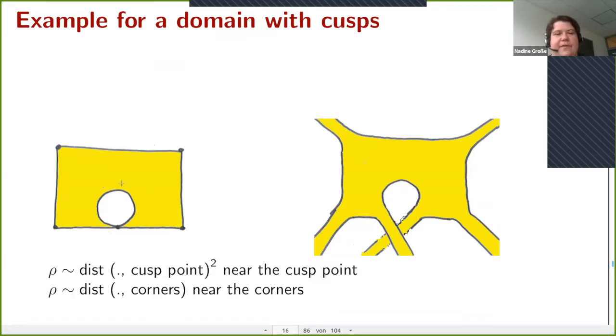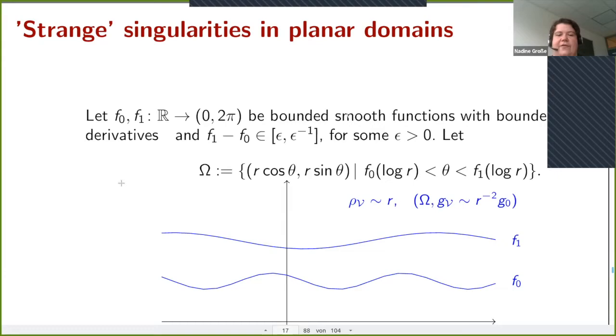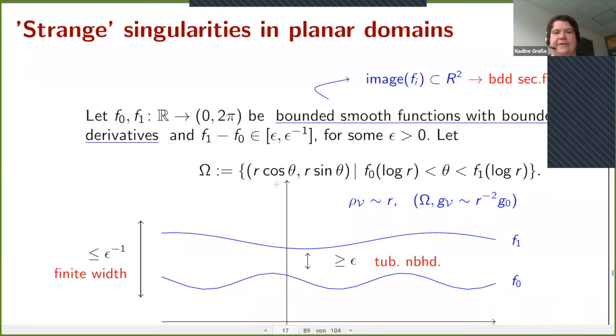Then you can play around and of course do strange things like strange singularities in planar domains, where you start with a blown up thing that can also be oscillating. And then more or less all these conditions, in order to have a nice manifold, tell you that those functions should be bounded smooth functions so that the boundary is nice enough. It should not be too far away to get finite width, but it should have at least some distance to have this nice tubular neighborhood.